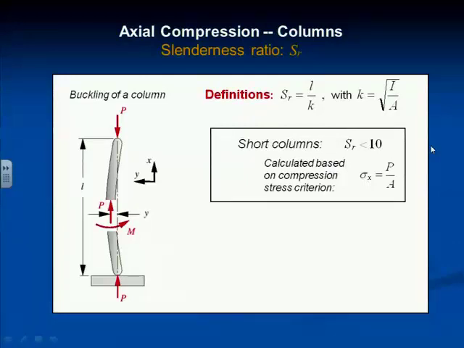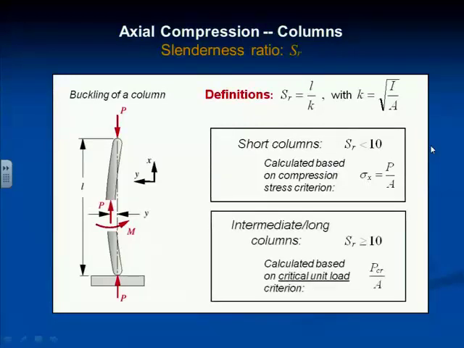If it's greater than 10, then I have one of two possible cases, which are referred to as intermediate and long columns. In my experience in the machine design business, I've very rarely met a truly long column. I think civil engineers work with them all the time because they've got bridges way up there, and it's a very tall column. So that's going to be a really long column. But in machinery, they're more often in the intermediate range. But it's easy to figure out.